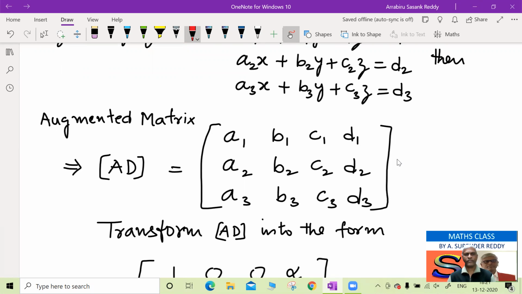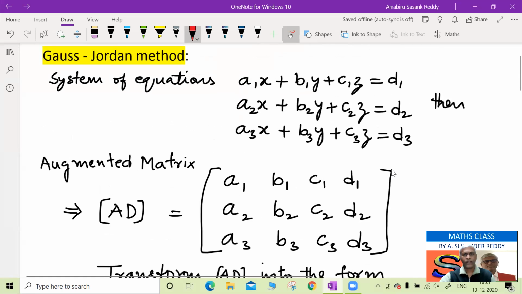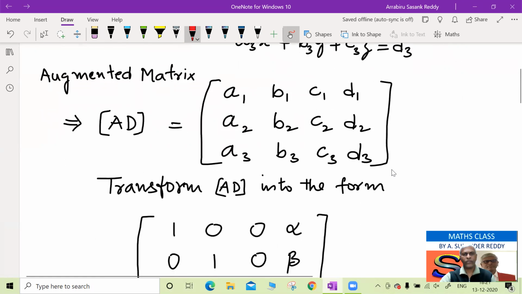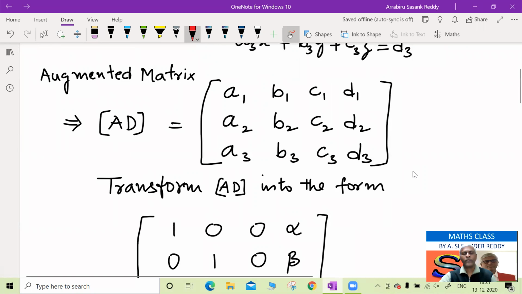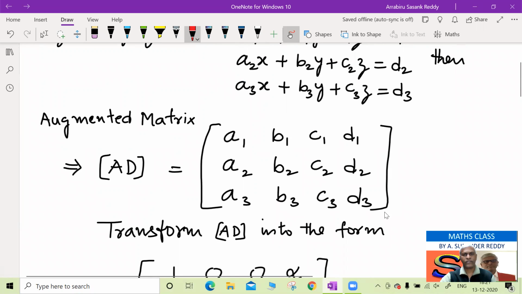That is AD. After writing, care should be taken while writing the numbers A1, B1, C1, D1. If you write a wrong value, your entire effort will be in vain, go waste. So be cautious about the plus and minus signs also, and the values of these coefficients and constants.